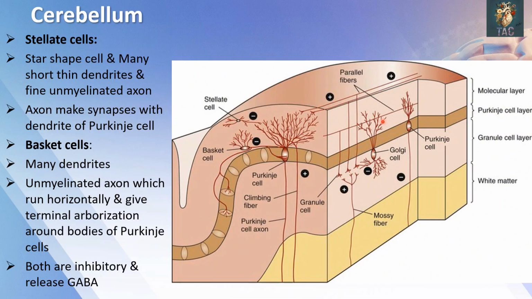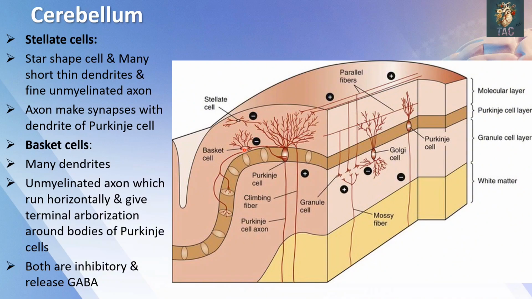Here you can see the stellate cells, and the basket cells which are present deep in the molecular layer. The stellate cells are basically star-shaped cells. They have many short dendrites and fine unmyelinated axons. The axon makes synapses with the dendrites of the Purkinje cell. The Purkinje cell's dendrites are present in the molecular layer and connect with the axons of the stellate cells, which have a negative feedback effect on the dendrite. These are inhibitory in nature and release GABA.